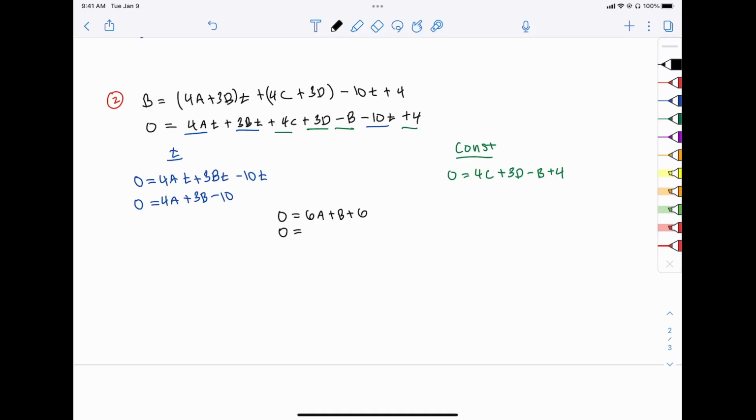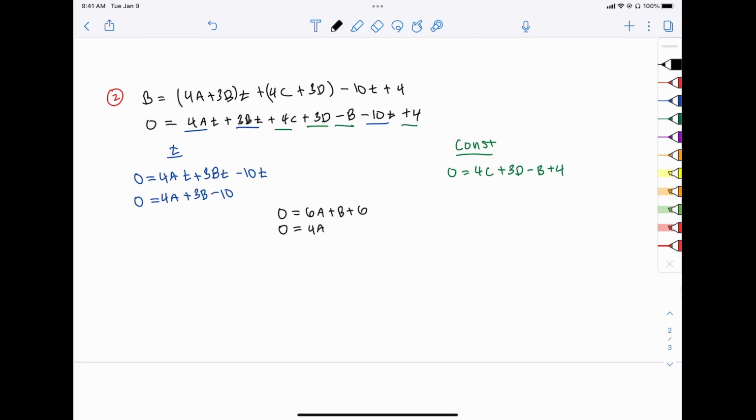We also have that 0 equals 4a plus 3b minus 10. And then if I multiply the first one by 3, that's simply going to give me that 0 equals 18a plus 3b plus 18. And then that second equation still stays the same: 4a plus 3b minus 10.